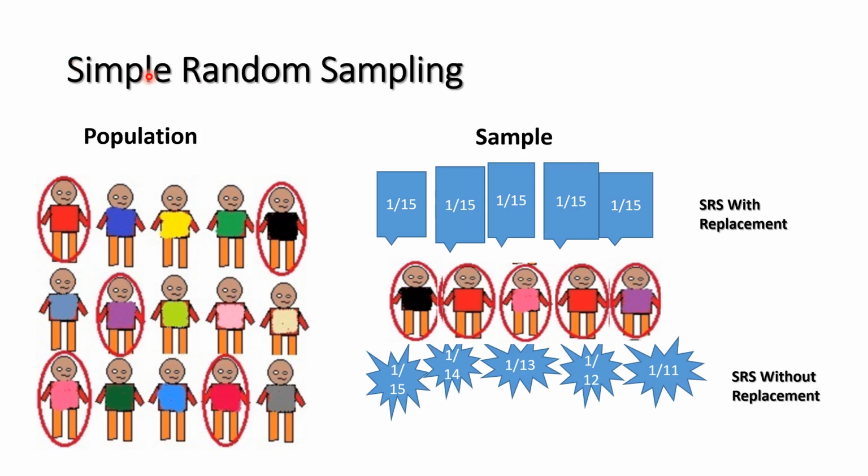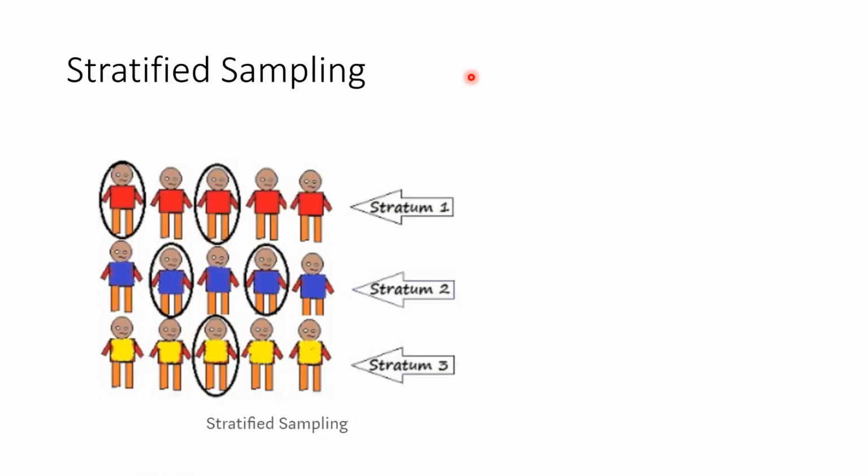So simple random sampling is definitely a probability sampling process because it's possible to find the probability of selection at any time. The next type of sampling I want to talk about, and we'll spend quite a bit of time on this, is something called stratified sampling.